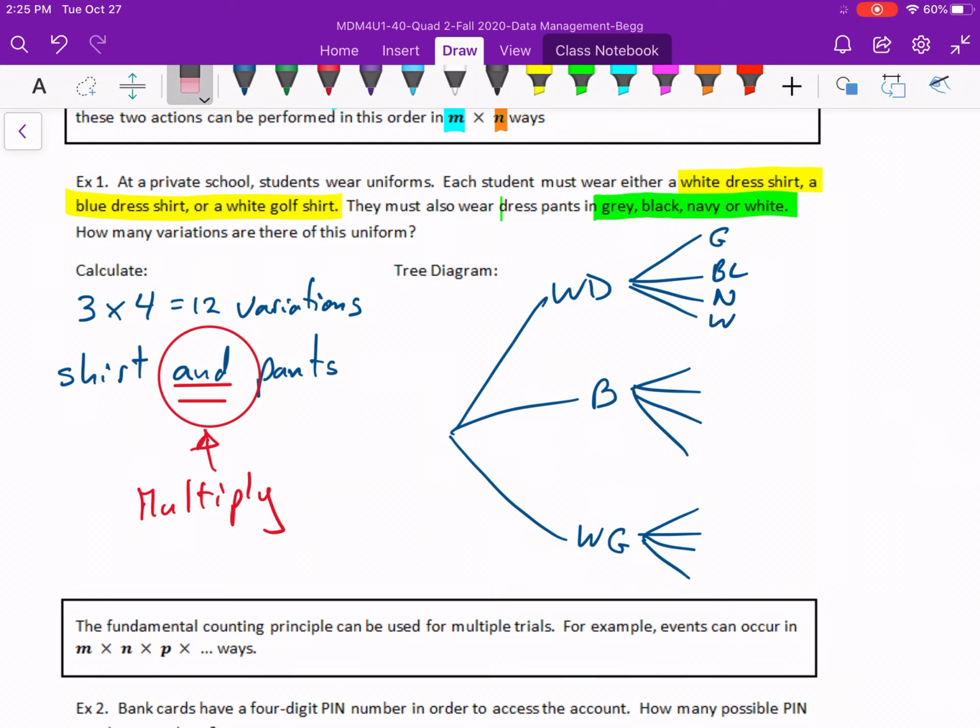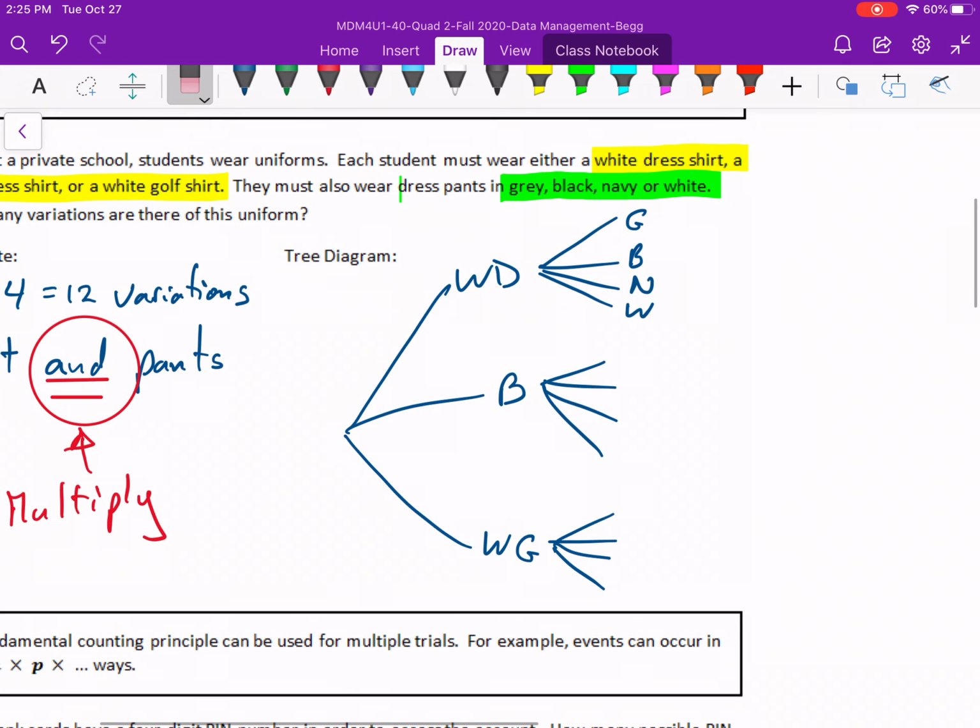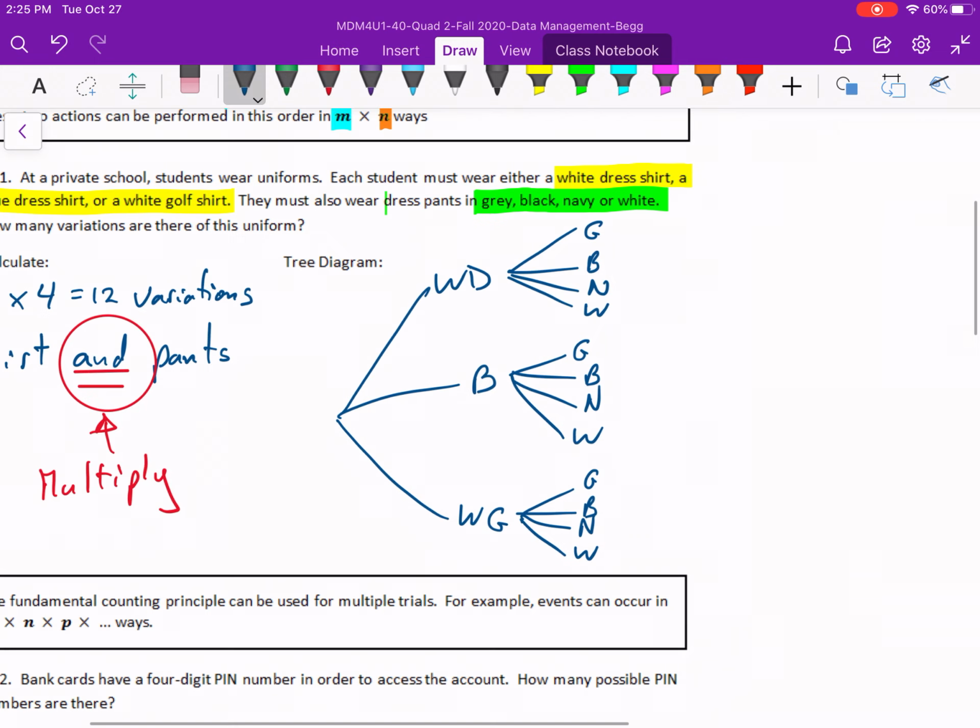I thought there's going to be blue, that's why I put the L beside the black. I'll just put B for black. So gray, black, navy, or white, for each shirt. If we count up the different paths, we see there's 12 paths, which equals 12 variations, which is what we calculated using the fundamental counting principle.